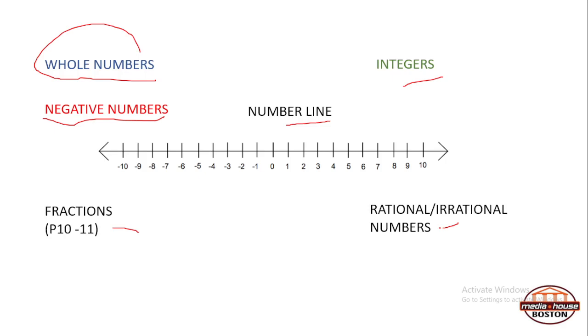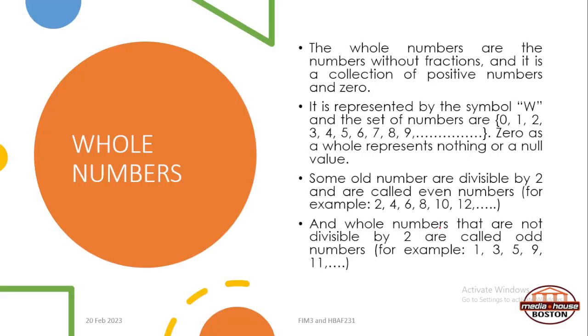So now we're going to take a look at a different type of numbers, which are the whole numbers. Here it says that the whole numbers are the numbers without the fraction, and it is a collection of positive numbers and zeros. It is represented by the symbol W. So whole numbers start from 0: 0, 1, 2, 3, 4, 5, 6, 7, 8, 9. These are what we also refer to as our number system, which is from the Hindu-Arabic system where we only have 10 digits.